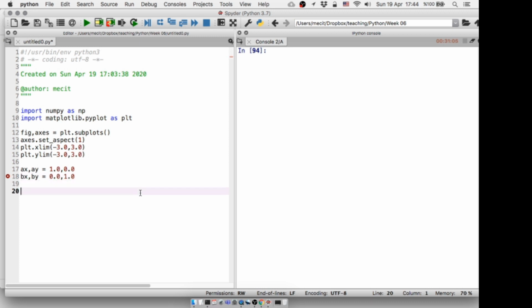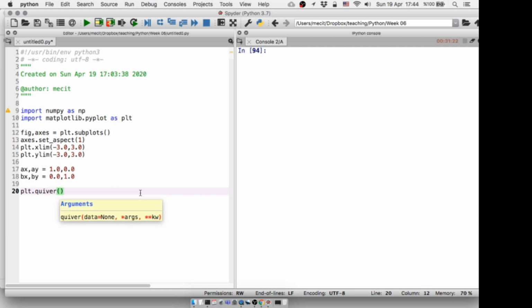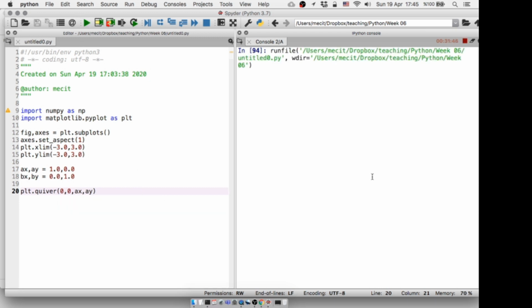Now I want to draw these two vectors to show you how the vector drawing function quiver works. So to draw a vector, we do plt.quiver. First we input the coordinate where you want to draw this vector. I want to do it on the origin, so that's 0 and 0. Then I put its components ax and ay. Okay, we are ready to run this, so let's have a look at what it looks like.